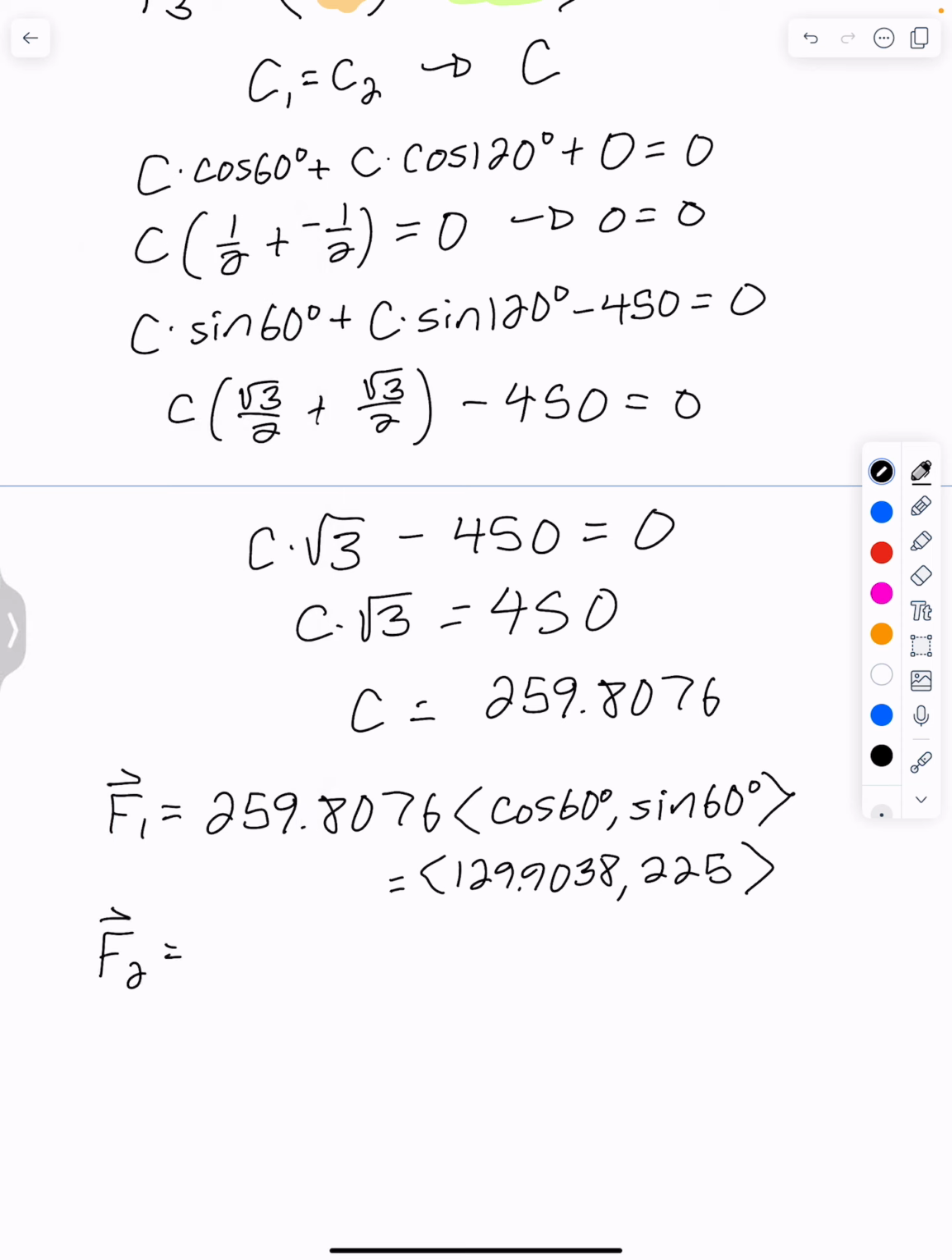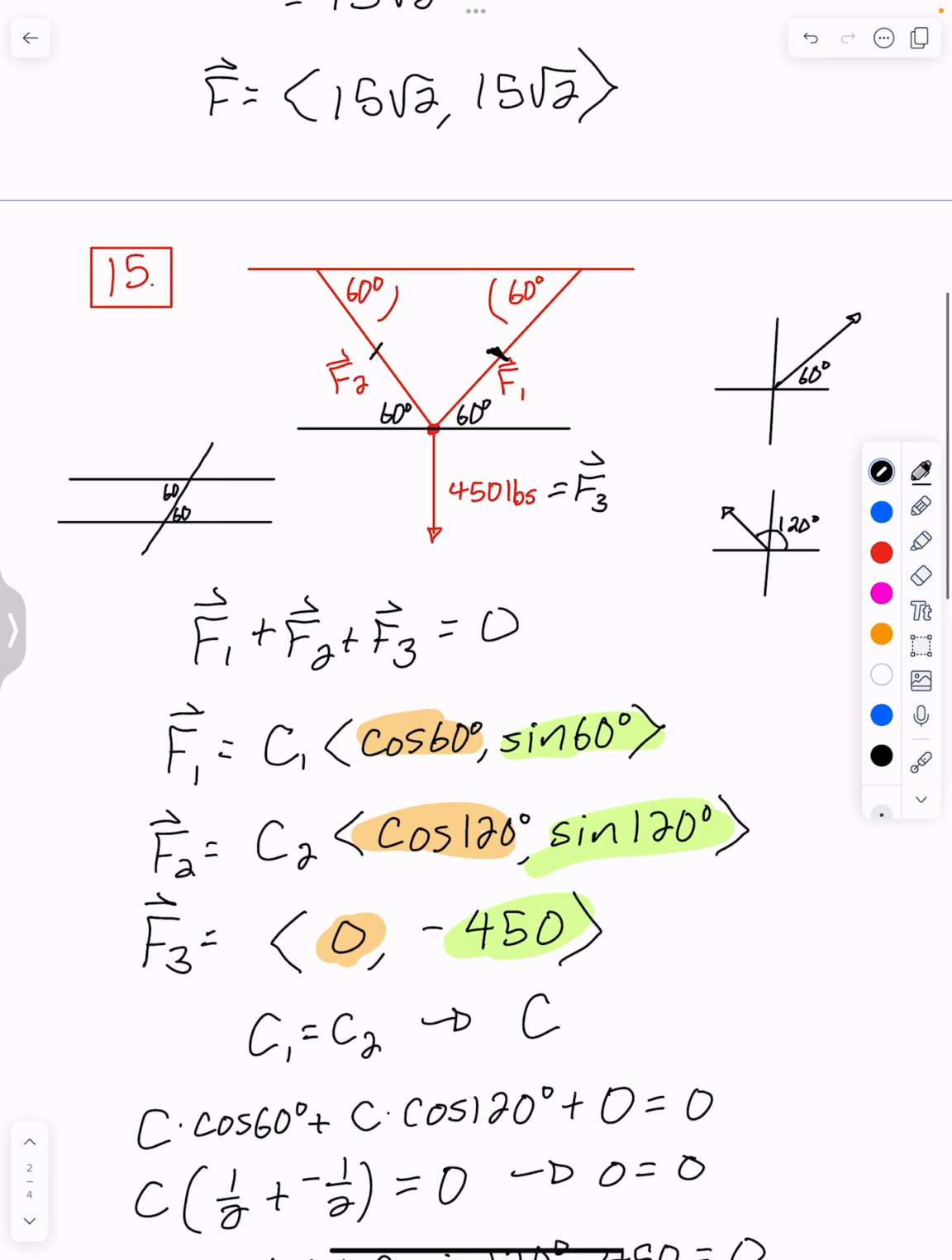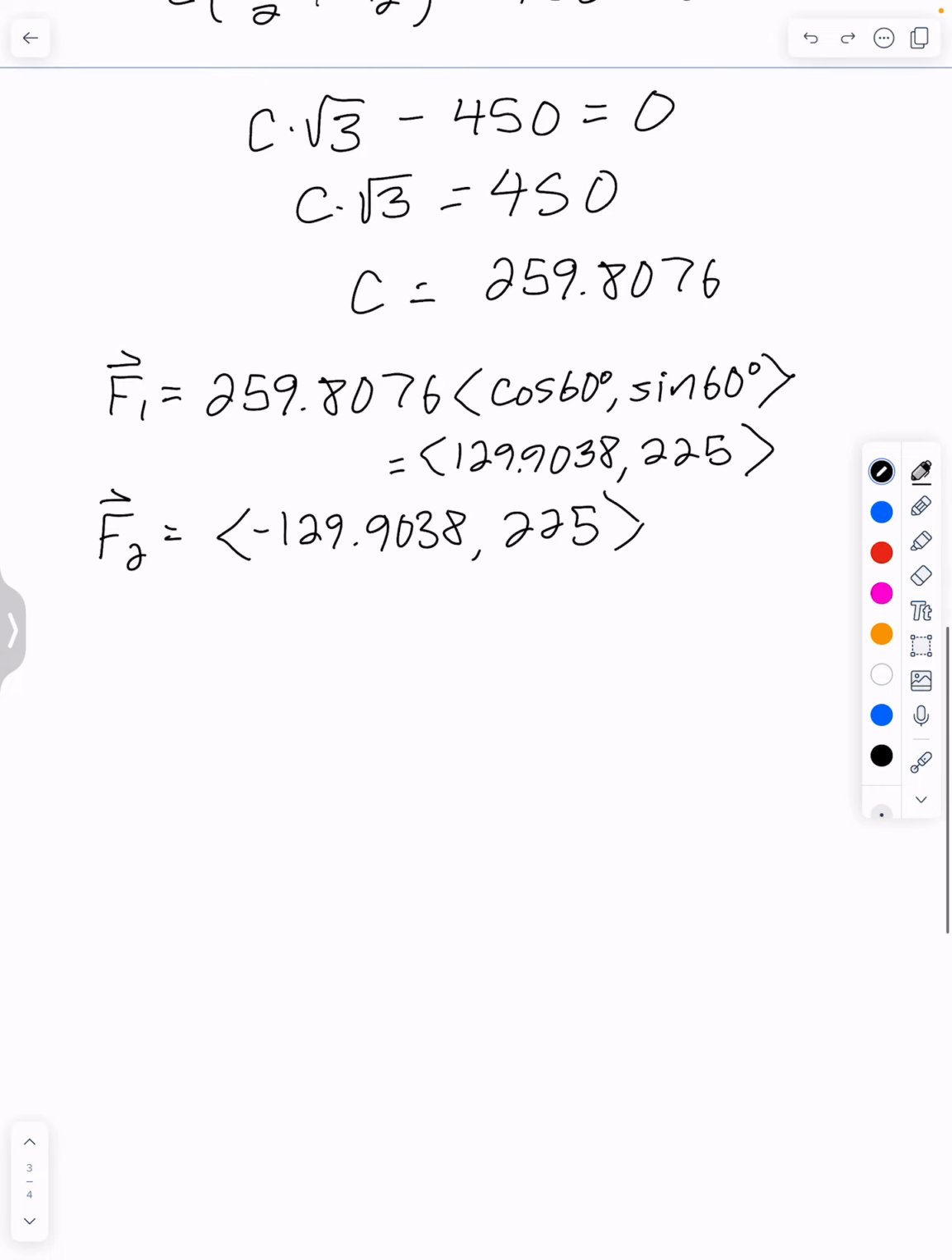F2 is the exact same, except we know that the x is negative. So it's going to be negative 129.9038, comma, and then 225. We know this by just using our eyes up here, that those two vectors, one points that way, and one's the exact same vector pointing that way, because the angles are the same. So I have those, and then I think in the question, let's make sure I answered what they wanted. I'm pulling it up now.